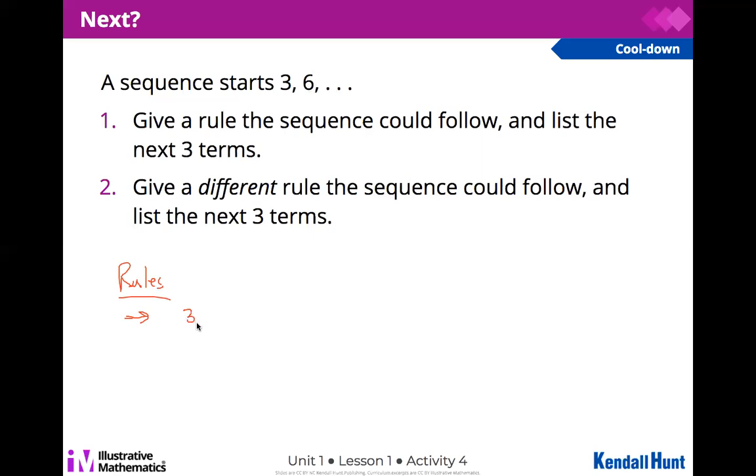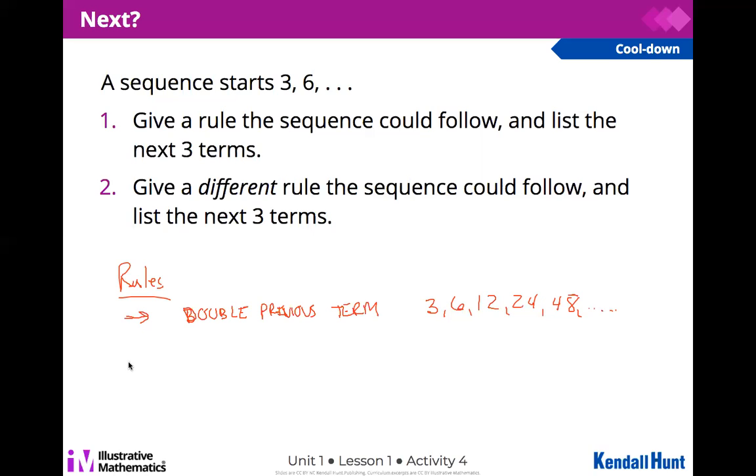So we start with 3, double the previous term. Okay, let's make that our rule. And then the sequence would go 3, 6, 12, 24. I'm just doubling every time. 48. And then it would keep going. So that could be one rule.